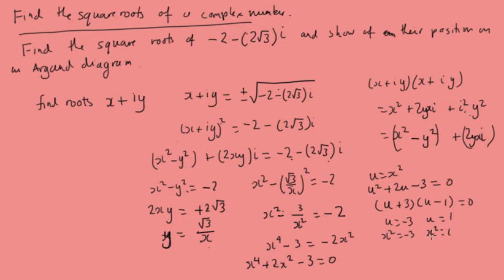Now, we're finding the value of x, and x is a real number. So we're not going to regard this one because it's going to give us an imaginary number. So x must be equal to plus or minus 1. So I'm going to write it up here. So x equals plus or minus 1, and y is going to equal root 3 over x, so it's going to end up being plus or minus root 3.